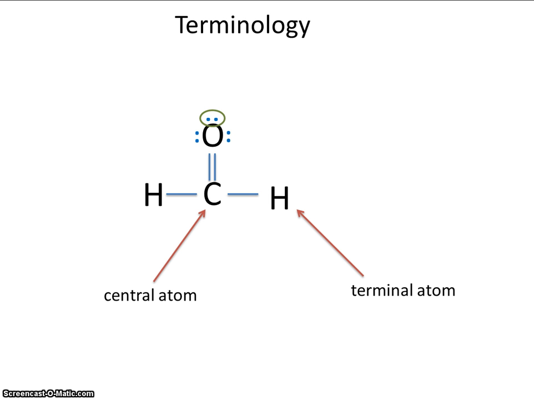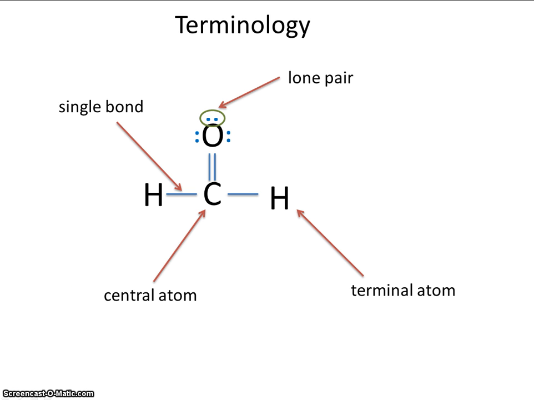You remember from the previous slide that this pair of electrons here is not shared. They belong completely to oxygen. It's an unshared pair or a lone pair. This pair of electrons here you can see is shared between carbon and hydrogen. It's a shared pair, or sometimes just called a single bond or a bonding pair.